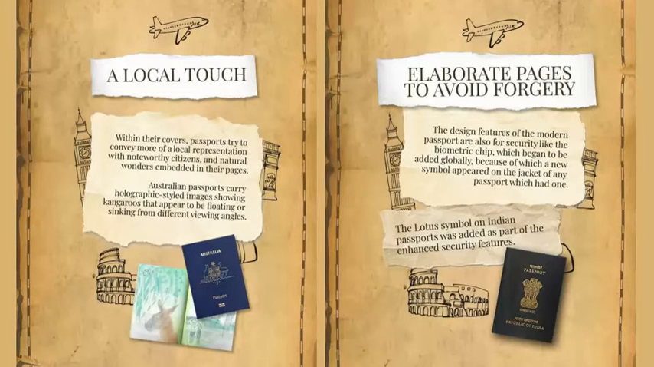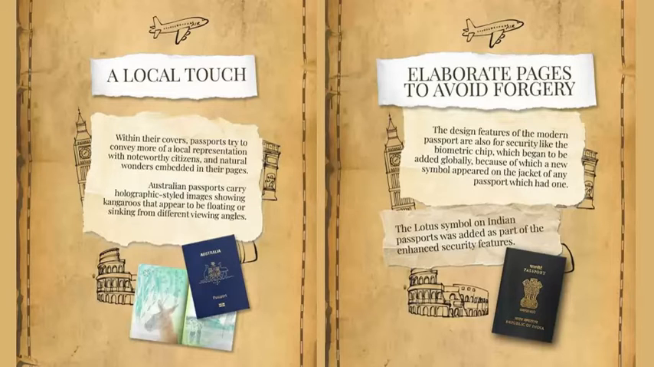A local touch. Within their covers, passports try to convey more of a local representation, with noteworthy citizens and natural wonders embedded on pages. Australian passports carry holographic style images showing kangaroos that appear to be floating or sinking from different viewing angles. Elaborate pages to avoid forgery.